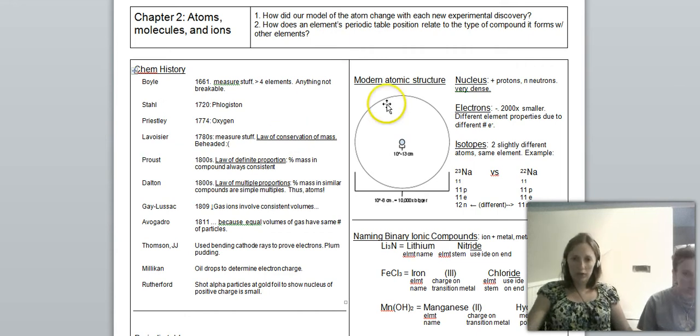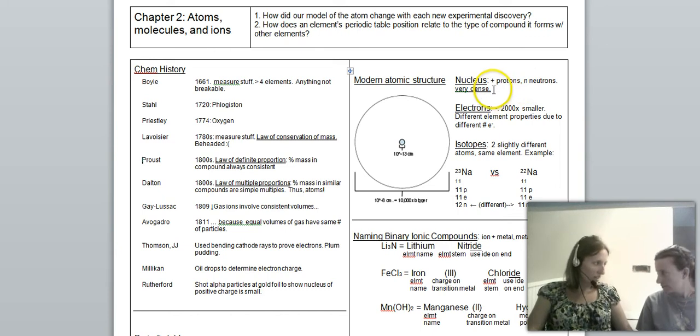So now we have the modern atomic structure. You have the nucleus, which has got protons and neutrons. The protons are positively charged. The neutrons are not charged. And it is very, very, very dense. Very dense. They're very squished. There's not much space between them. In contrast, you've got all this space around here, in which there are the electrons. The electrons themselves are 2,000 times smaller than a proton or a neutron. So a proton is way bigger than an electron. They are negatively charged.